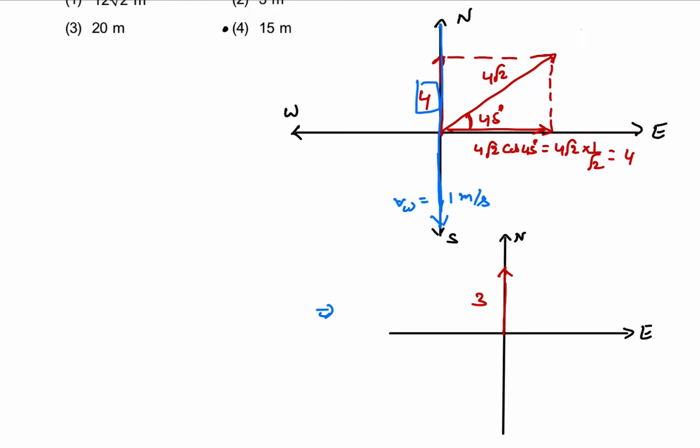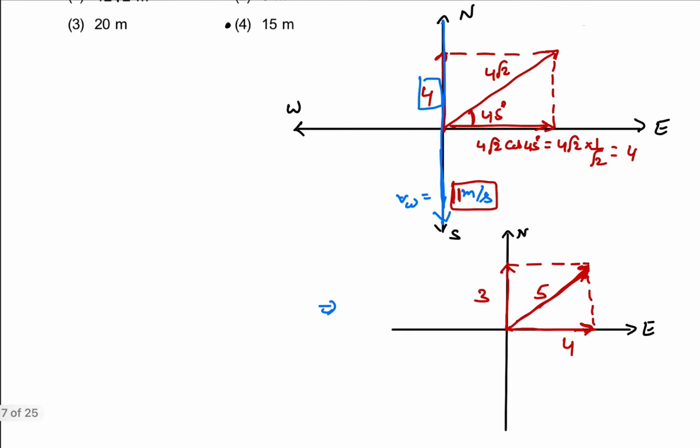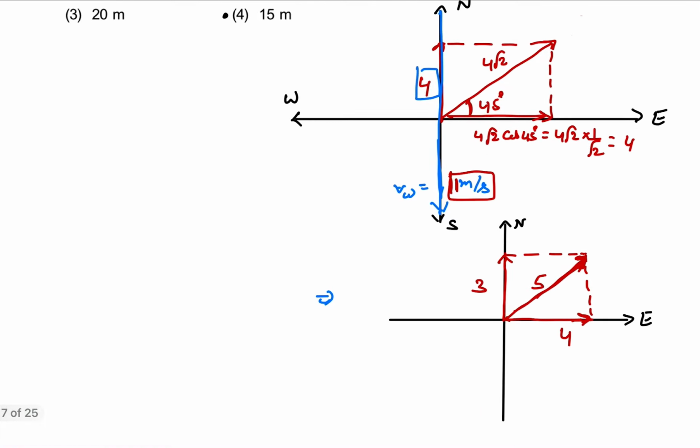Upward resultant velocity you can write as 3 meter per second. Why? Because 4 minus 1 gives 3 meter per second upward. On the right side it is moving with 4. Now the resultant velocity is in this direction. By using Pythagoras theorem, you get the value 5. If it is 5 meter per second, how much time is it taking? They are asking 3 seconds. In 3 seconds, how much distance can it move? Tell me now.